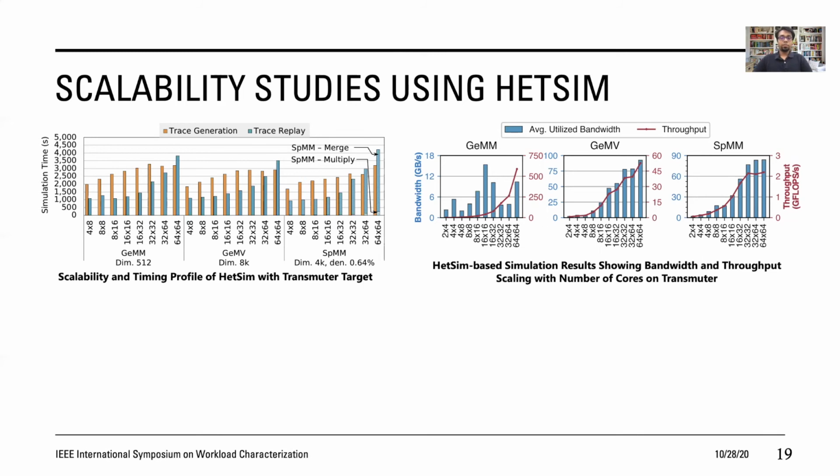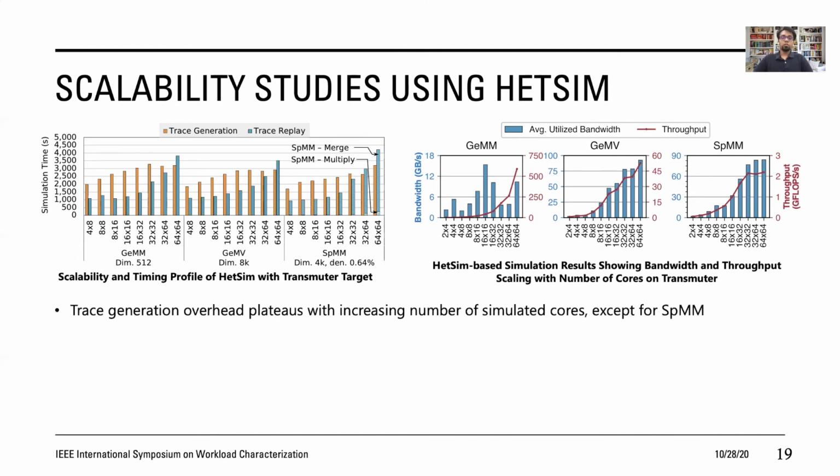In fact, HetSim enabled us to simulate up to a 64 by 64 Transmuter configuration that has a total of over 4,000 PEs, whereas our detailed model couldn't scale beyond an 8 by 16 design. Going back to the plot on the left, other than SPMM, we observed that the workloads have plateauing overhead of trace generation, and we suspect this is related to the bandwidth boundedness of the SPMM application on the native system. We observed the trace replay time to be increasing with increasing number of cores in the system.